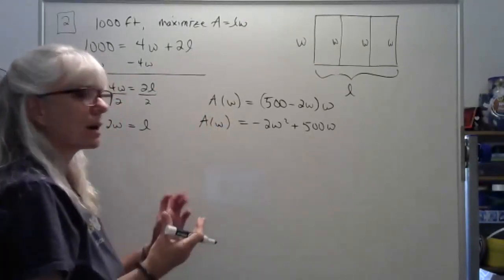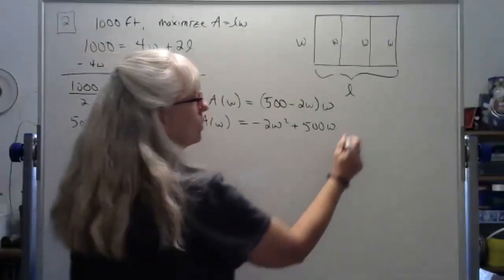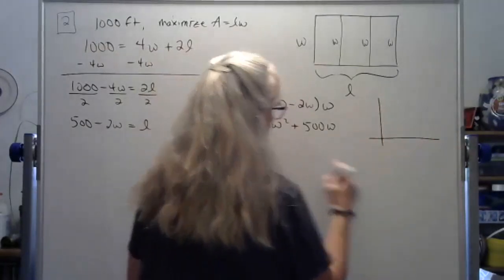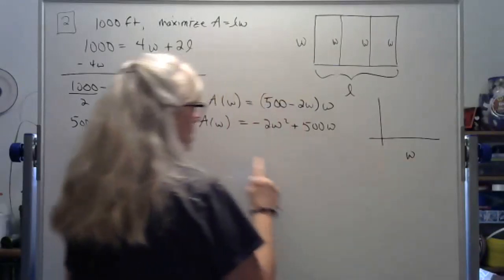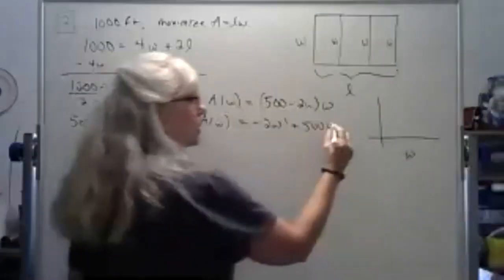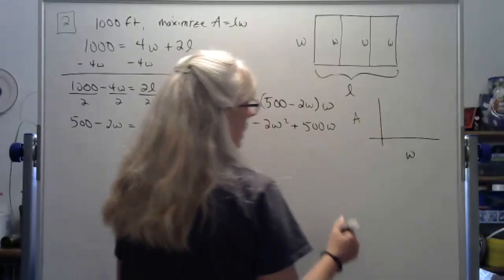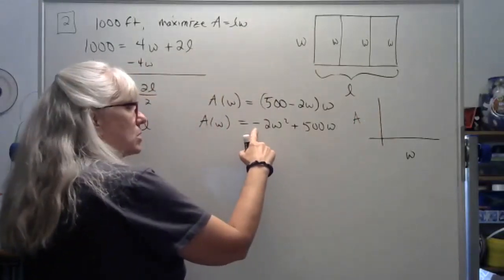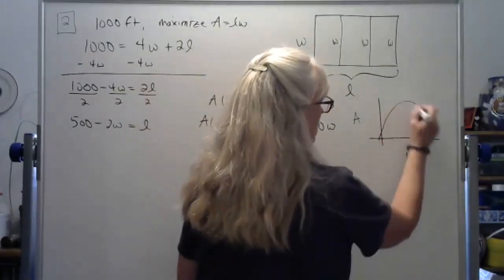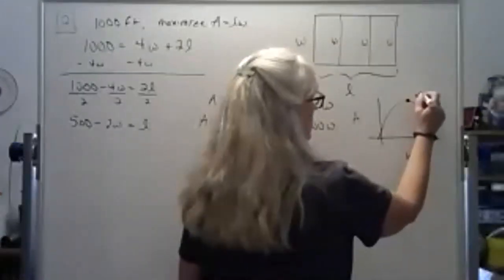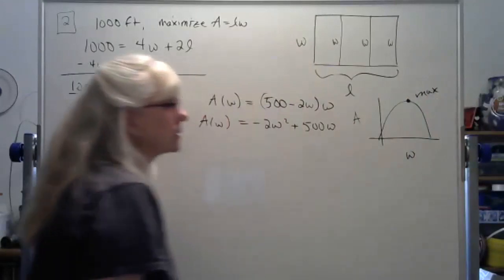So again, thinking about it from a graphical point of view, the input value goes on the horizontal axis, that is still width. The output value goes on the vertical axis, that's our area. And A again is a -2, so we know that as a parabola, this thing is going to open down. I was going to do something like this. You can see that again, it has a max.